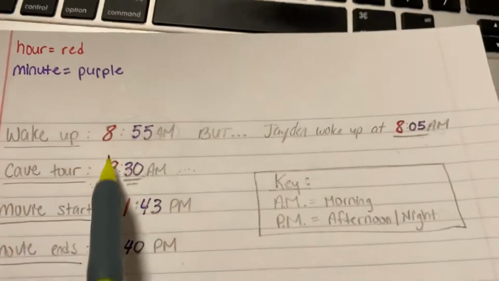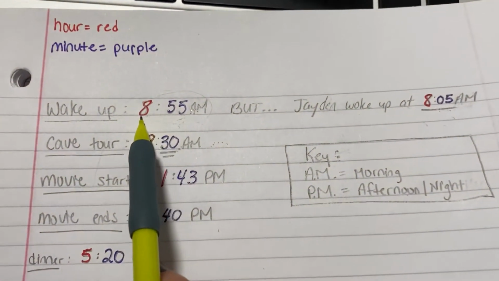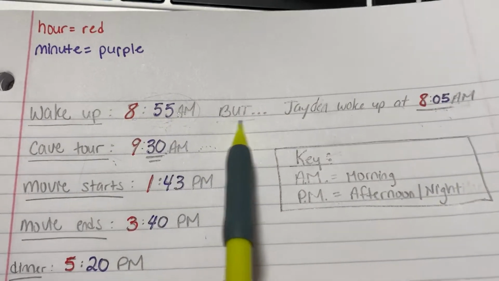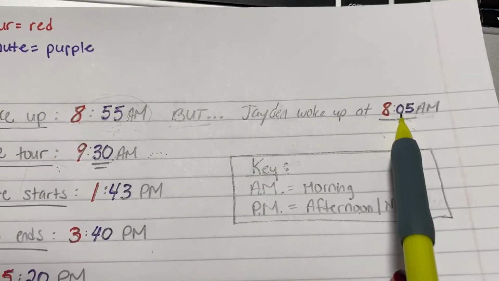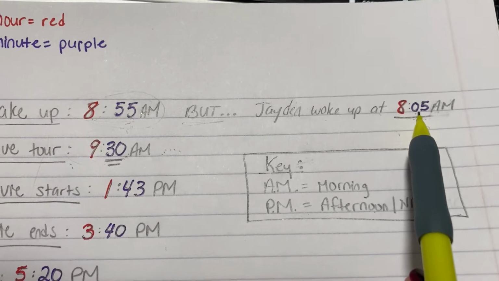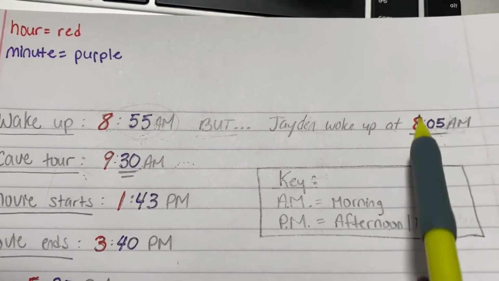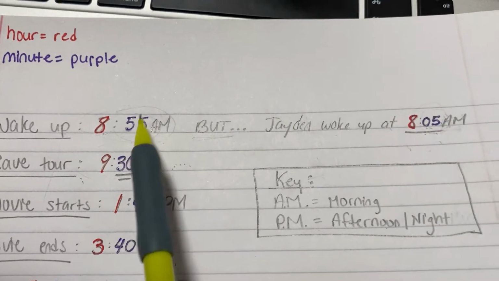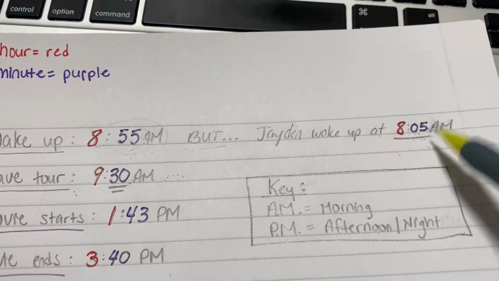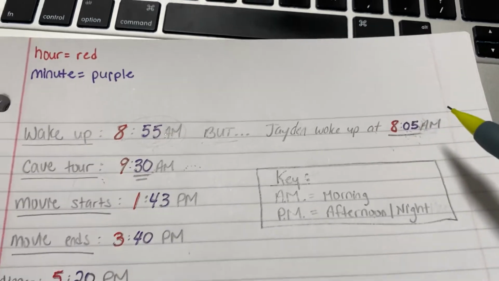Here we see that she wants them both to wake up at 8:55, but Jaden woke up at 8:05. So is he earlier or later? Remember to look at your minutes. Look at the purple. Is he early or did he wake up later? By how many minutes? And explain to me how you know.